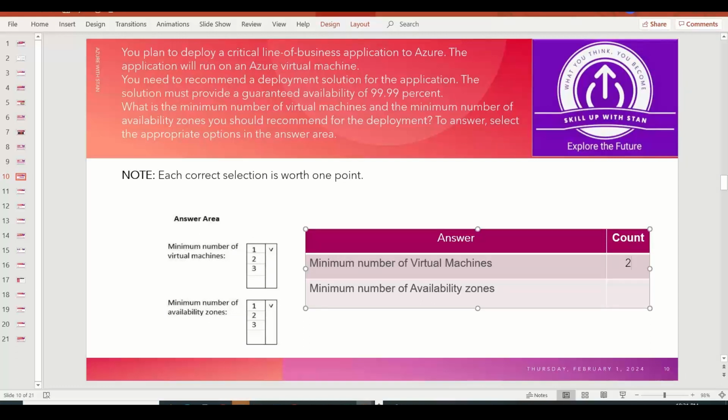They are asking us to select the number from the drop down. So I will select number 2 for minimum number of virtual machines, and I will choose two for minimum number of availability zones, and two for the minimum number of physical data centers to get 99.99 percent SLA.